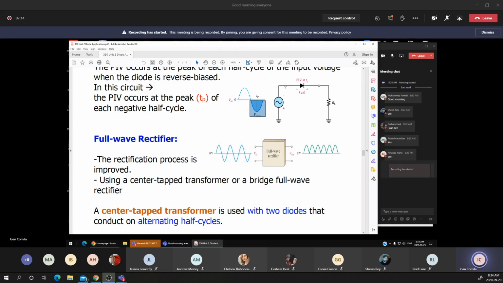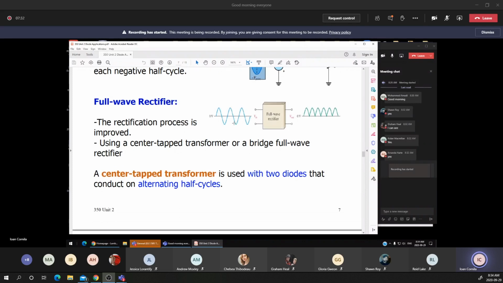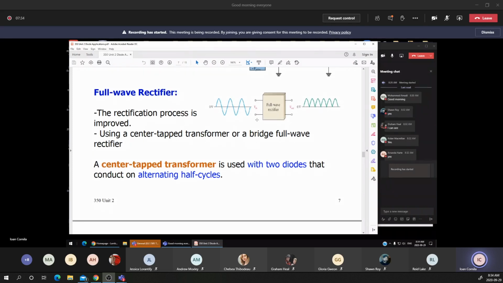The advantage is that it is very simple. It uses just a single diode. Now let's see if we can convert the negative side of the sine wave of the input voltage into a positive sine wave. This is what we are looking for: to convert a full sine wave into a DC voltage.